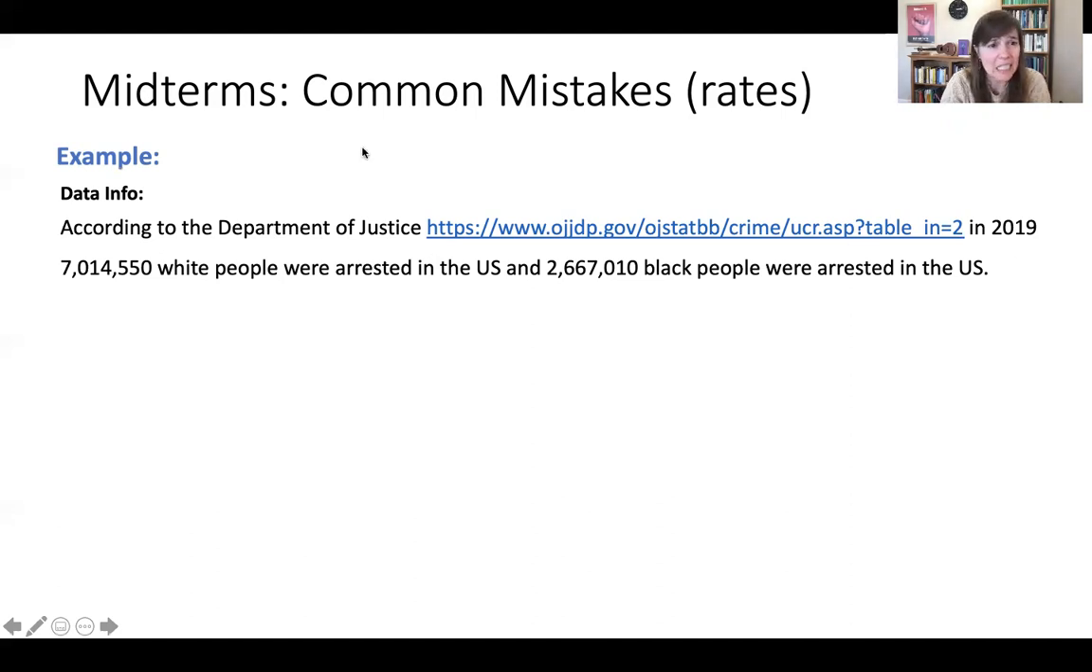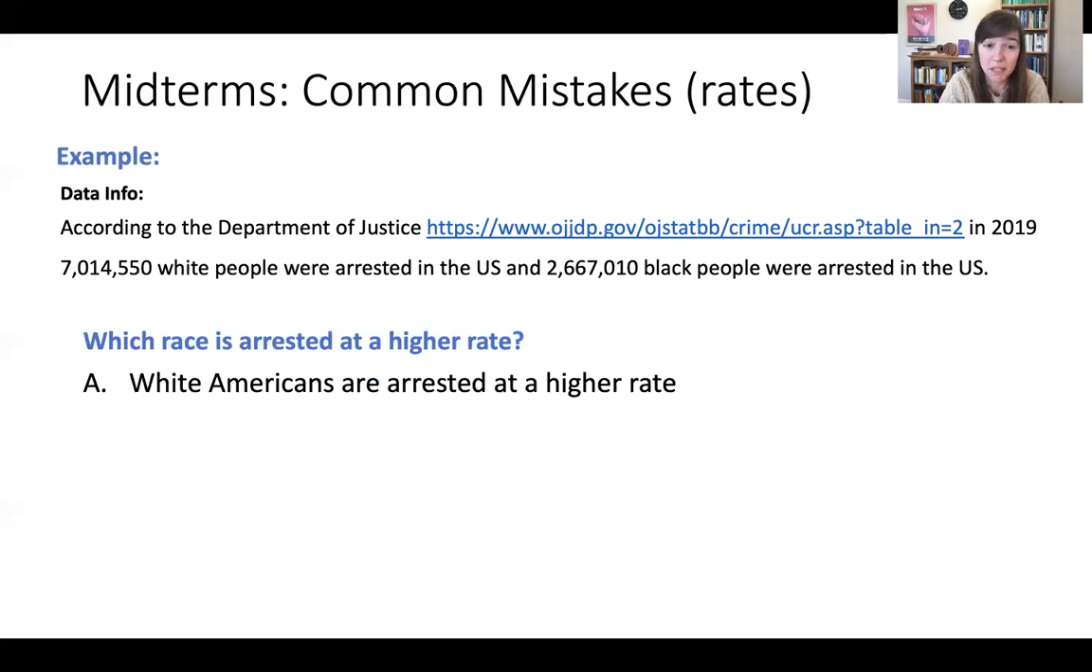In 2019, 7,014,550 white people were arrested in the US, and 2,667,010 Black people were arrested in the US. Okay, so this data information is good. Now, let me ask you a question. Given this data, which race is arrested at a higher rate?